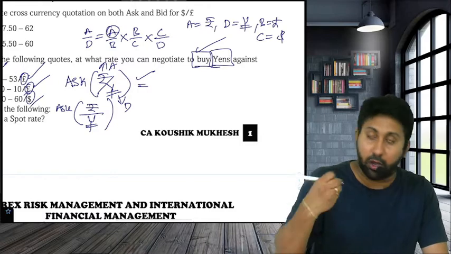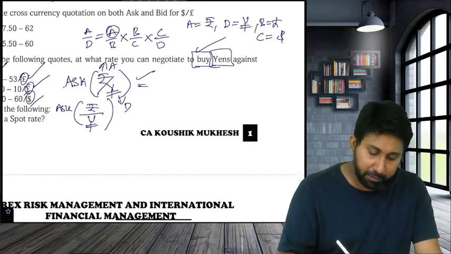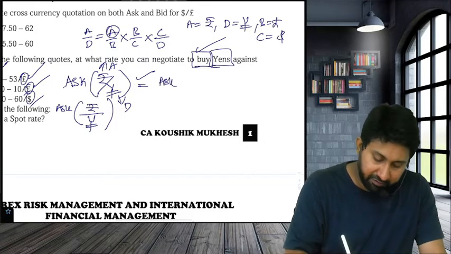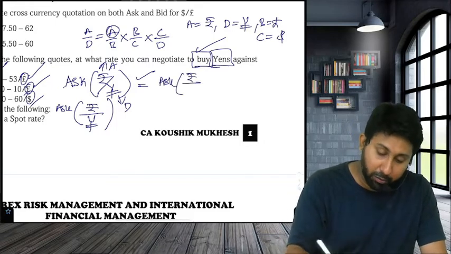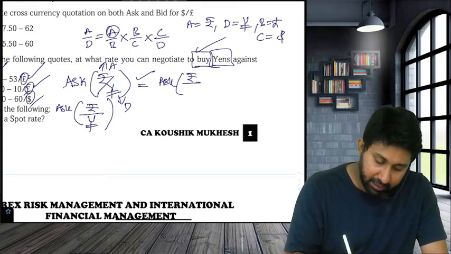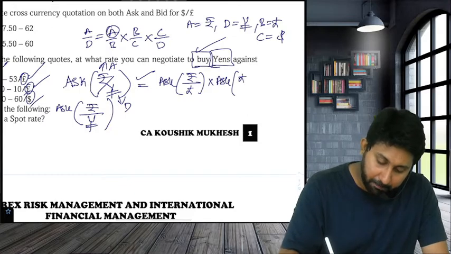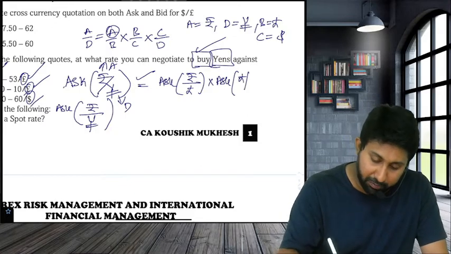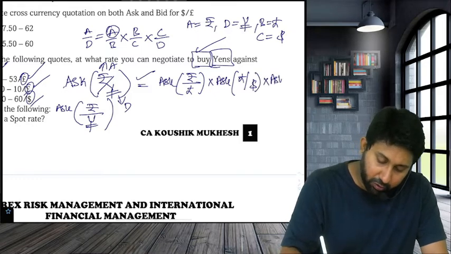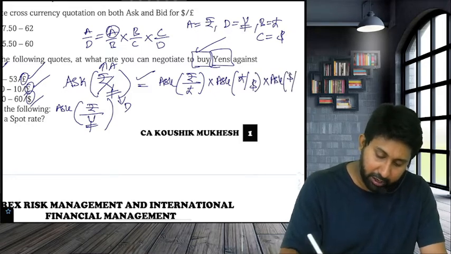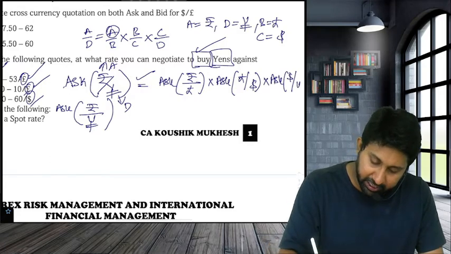C equal to dollar. Okay. So now what will happen? Ask of rupee by yen equal to, everyone note it. Ask of rupee by yen equal to ask of rupee by A by B. B means what? Pound into ask of pound by A by B into B by C, dollar into ask of dollar by C by D. What is D? Yens.